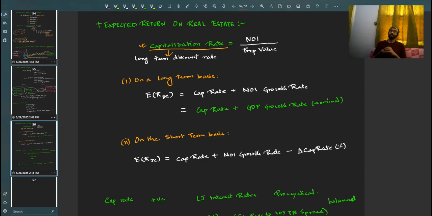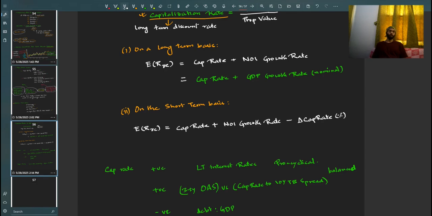Now, how do you measure the returns with the capitalization rate? On a long-term basis and on a short-term basis, the measurements are different. Let me discuss the short-term basis first. On a short-term basis, the expected return on real estate is the capitalization rate plus the net operating income growth rate minus the change in the capitalization rate. This is very much like the Grinold-Kroner model, where the capitalization rate is much like the dividend yield. The net operating income growth rate has a real part and an inflationary part.